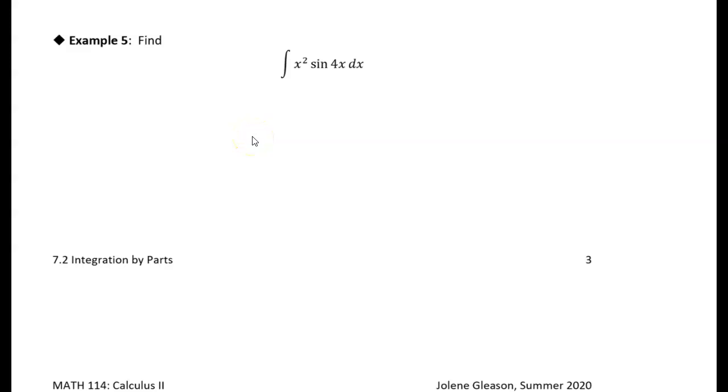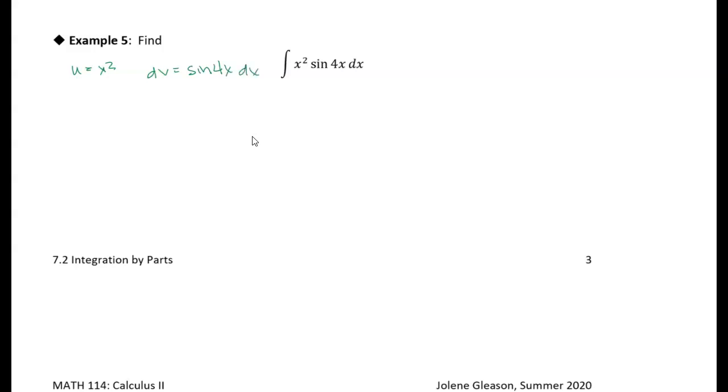All right, here's another function to integrate. Now I've got a power function times a trig function. The power function is what I would consider an algebraic function, and it comes before trig functions. So by my LIATE rule, I'm going to let u equal x squared, and I'm going to let dv equal sine of 4x dx.